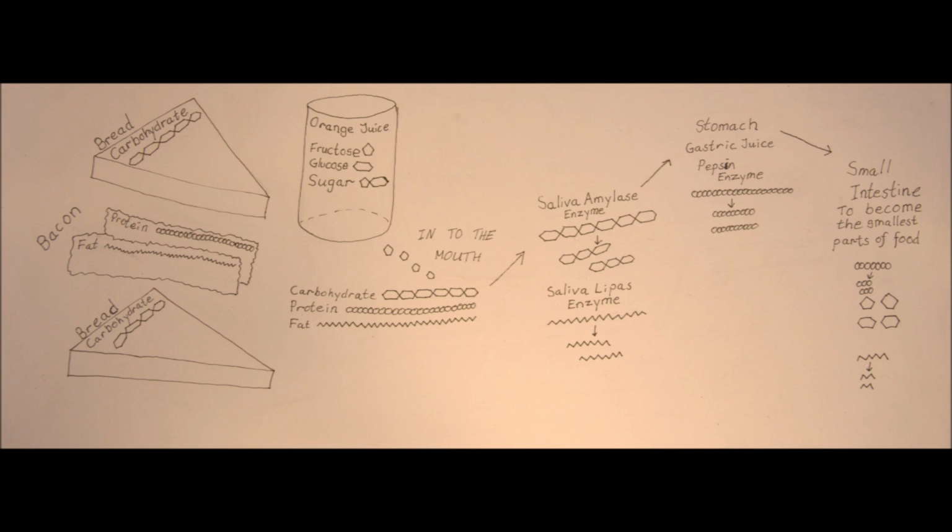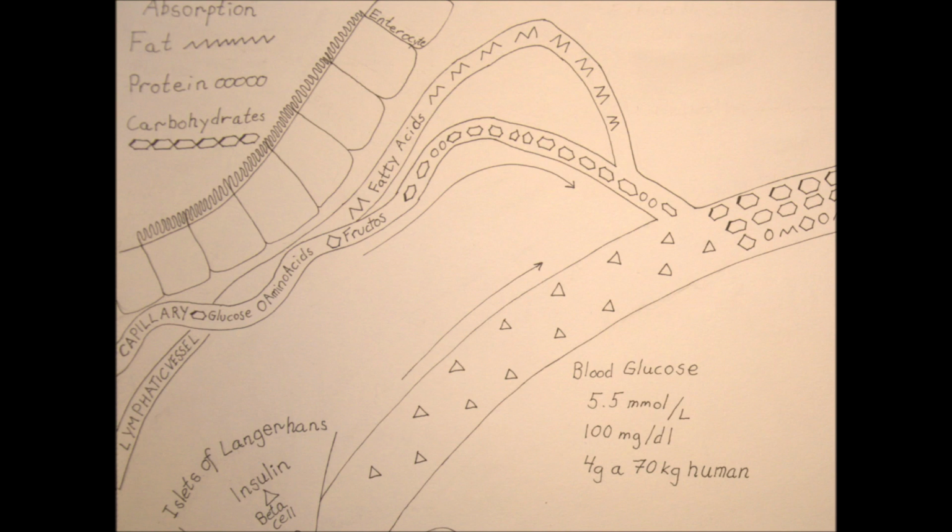In the mouth, the saliva amylase enzyme cut the carbohydrate. Saliva lipase cut the fat. In the stomach, gastric juices, the pepsin enzyme, cut protein. The small intestine cut the rest, cut it all to the smallest parts of food. The small intestine absorbs fat, protein and carbohydrates through the cell wall.